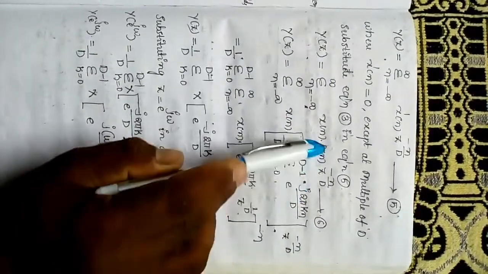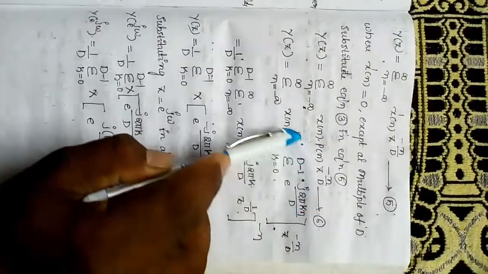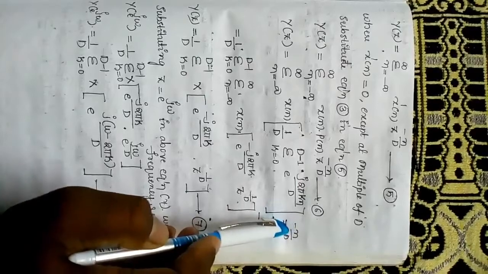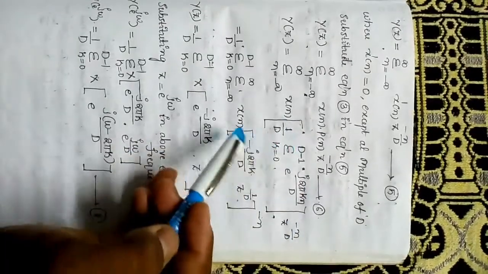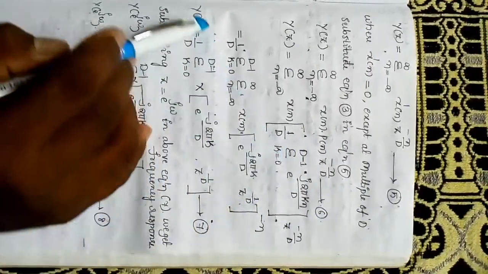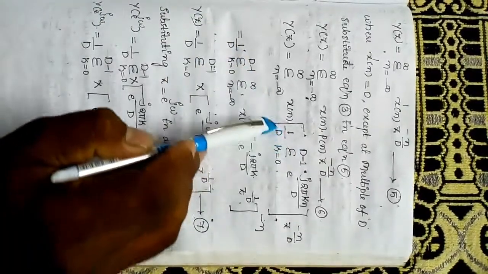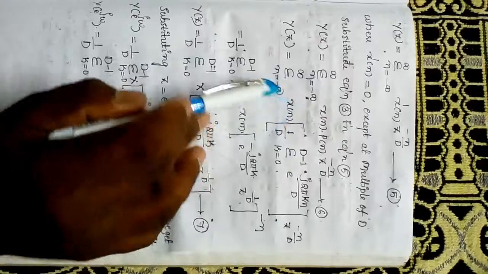Where P of n is there, you simply substitute this value into z power of minus n by d. After simplifying this equation, what are we getting? I am taking this term forward, and these two terms are taken and inserted here.